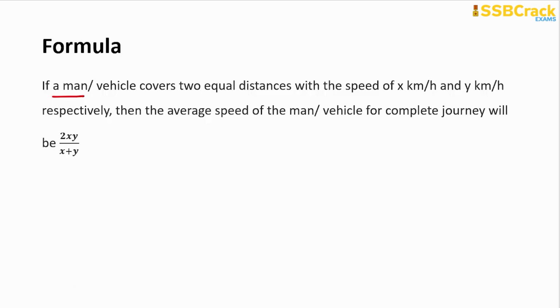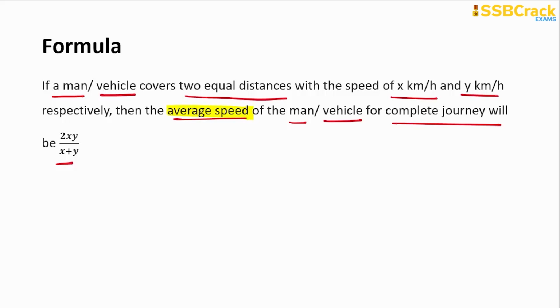If a man or a vehicle covers two equal distances with two different speeds, one is x kilometer per hour and another is y kilometer per hour, then the average speed of that man or vehicle for the complete journey will be given by 2xy upon x plus y. Understand, this is also a formula of average speed.